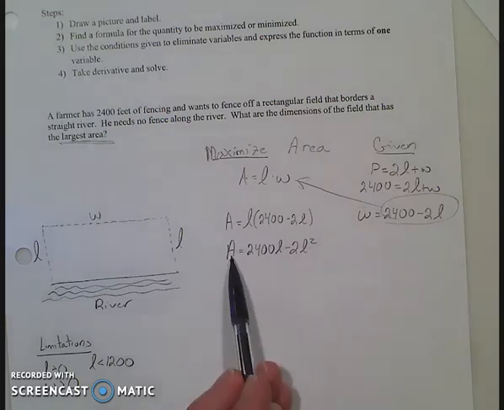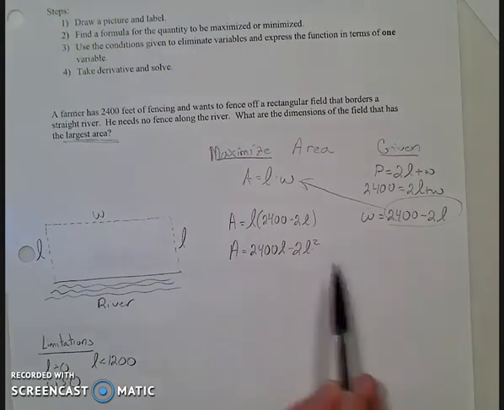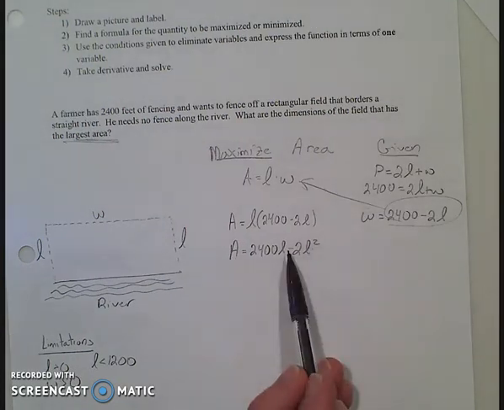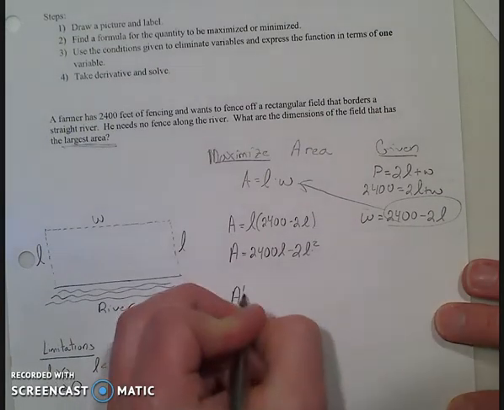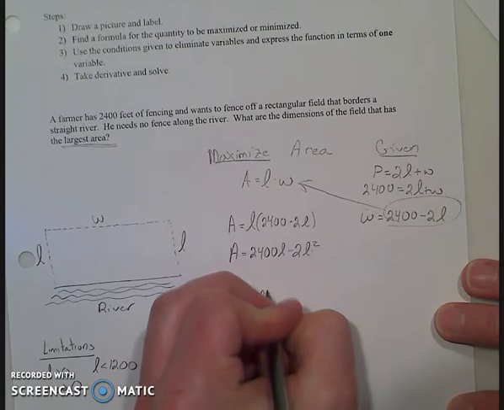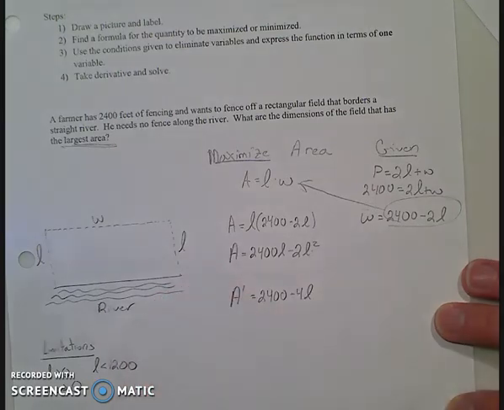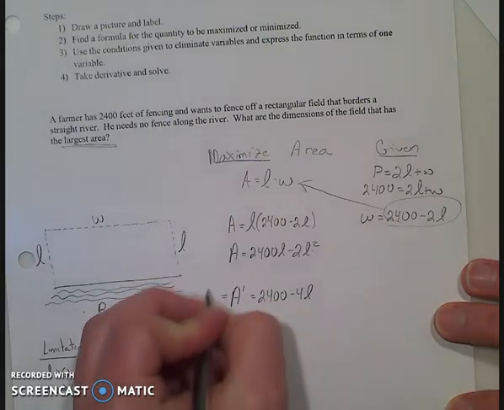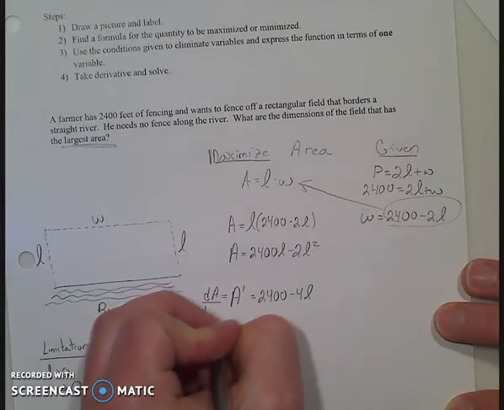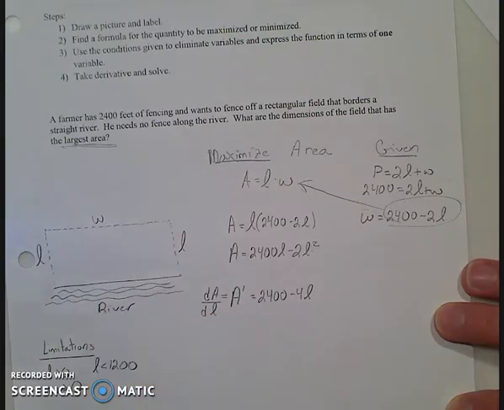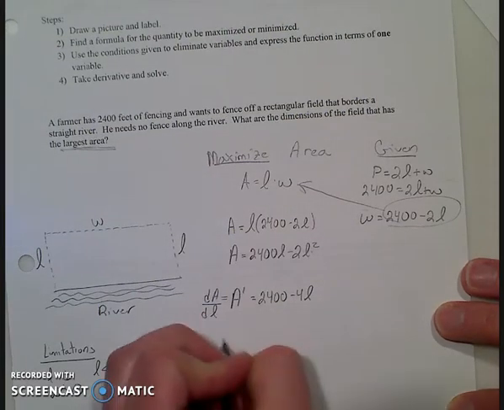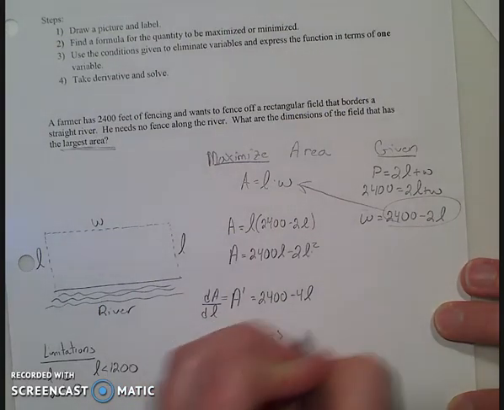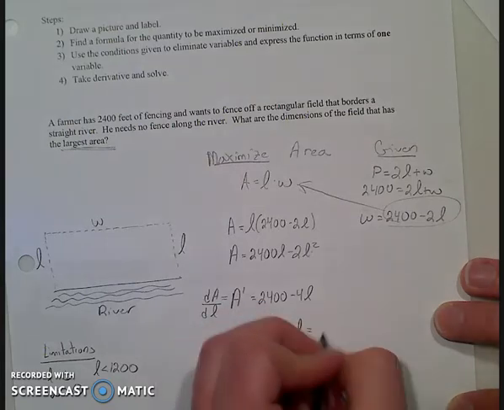So we now have our area function. It's in terms of only 1 variable. And so now that we have the function, let's take the derivative. A prime equals 2,400 minus 4L. What are we going to do with that? Let me just note that this is dA over dL, in case you want to have perfect notation, taking the derivative with respect to the length. And so we're going to take A prime, set it equal to 0, which gives us that L equals 600.